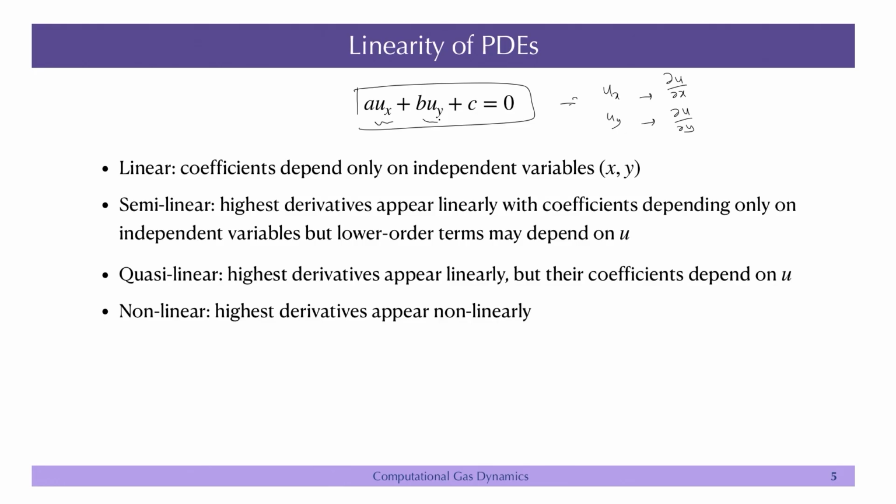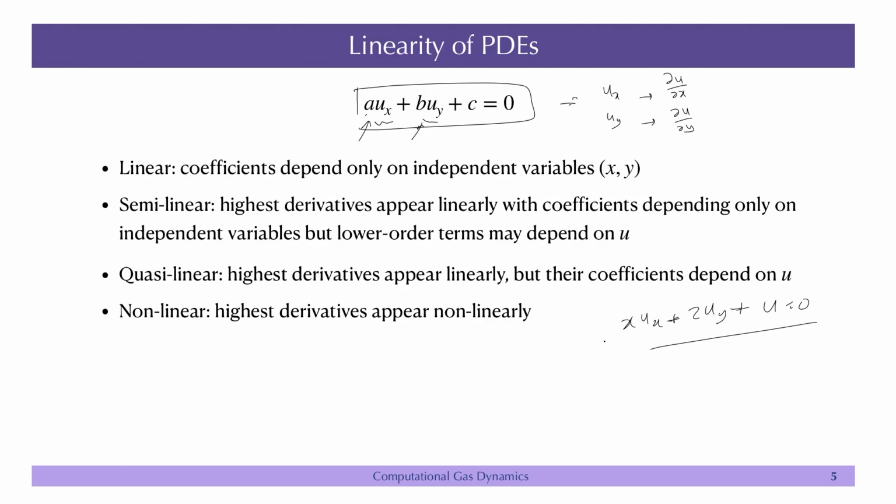So, if the coefficients of this, a and b, depend on only x and y, so basically no dependent variable coming here, then it is a linear PDE. I can write it for example, x u x plus 2 u y plus whatever u equal to 0. All these kind of things are basically linear PDE.